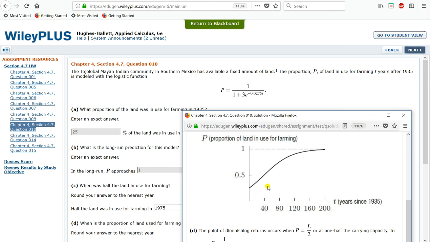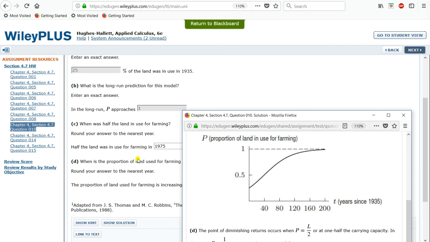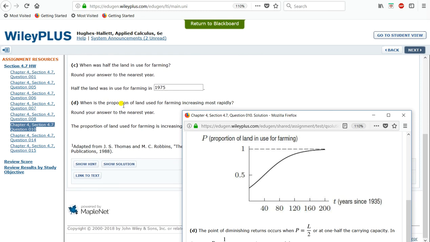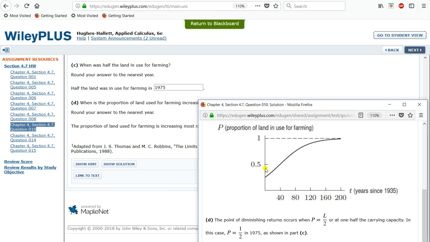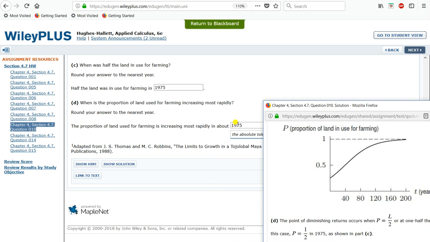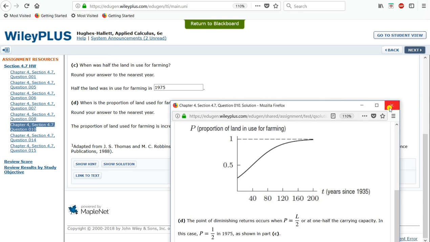So make sure you graph this one on the graphing calculator or any graphing website. And then the last one is when is this proportion of land used for farming increasing most rapidly. That is, we are looking for the point halfway between the total farming land, or the inflection point. And we know that this is when the value is 0.5, and we just found that in part C, which is 1975. The same thing. So basically it asks the same type of question as C and D.